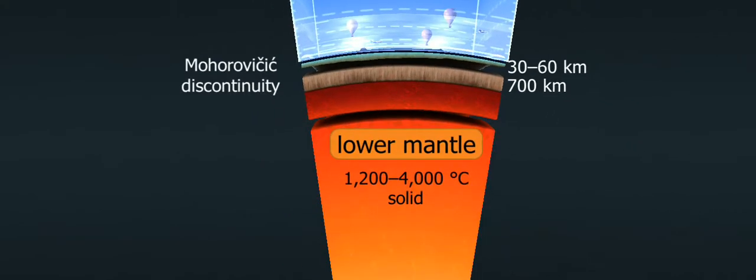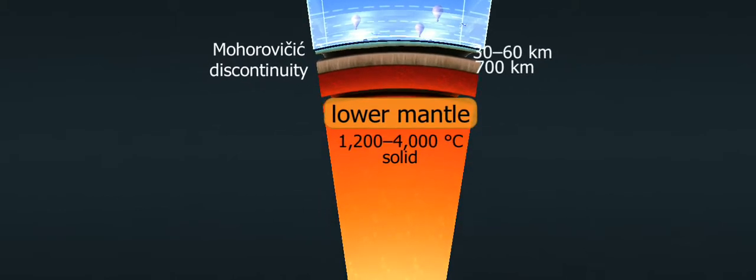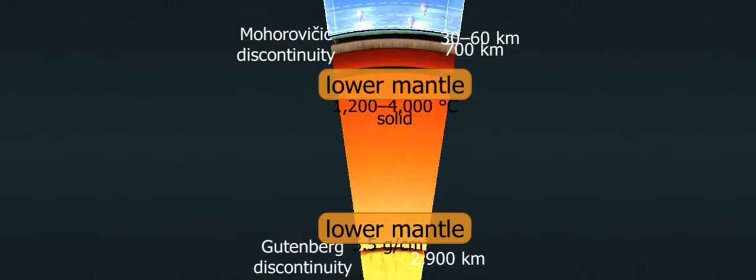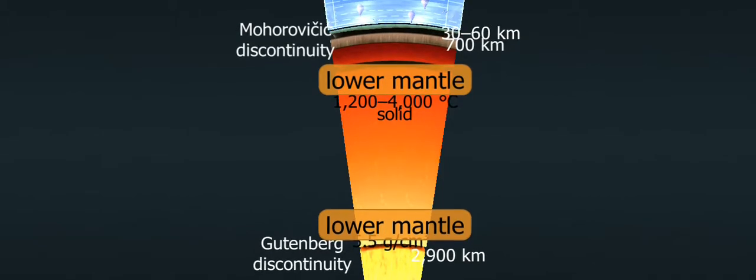The lower mantle is composed of solid rocks. The amount of heavier, metallic components found in the lower mantle increases with depth. The mantle-core boundary, called the Gutenberg discontinuity, is located 2,900 kilometers below the Earth's surface.